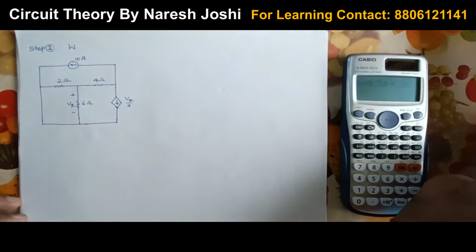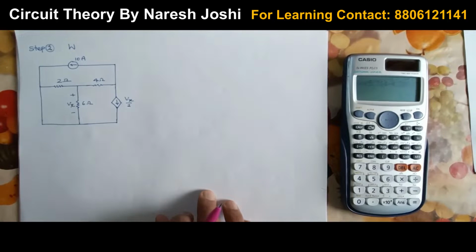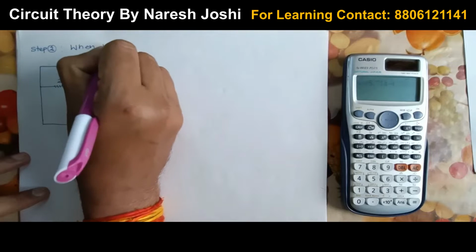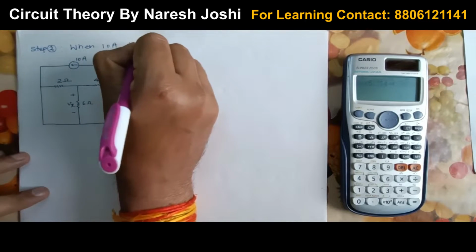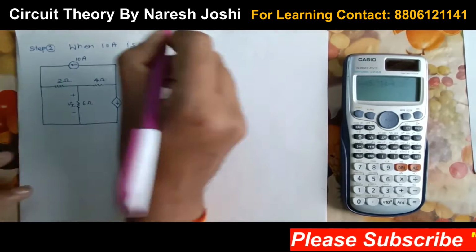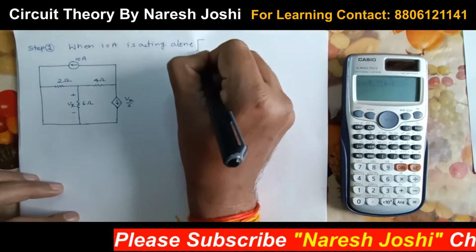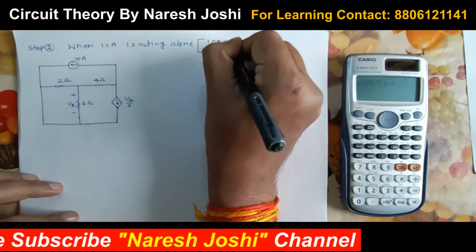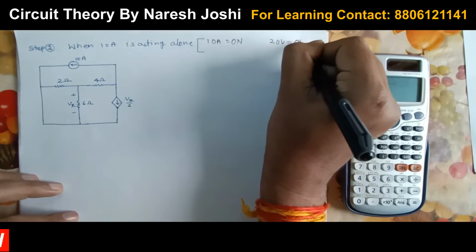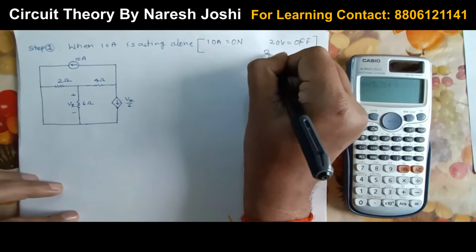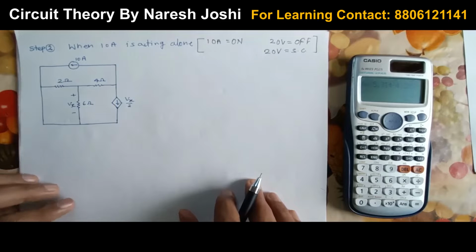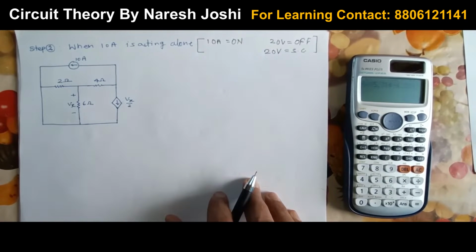In the second step, when the 10 ampere source is acting alone. Clear? 10 ampere acting alone means the 10 ampere source is on and the 20 volt source is off. So 20 volt off means what? It will be short circuited, because it is a voltage source. So remember, always a voltage source will be short circuited and a current source will always be open circuited.